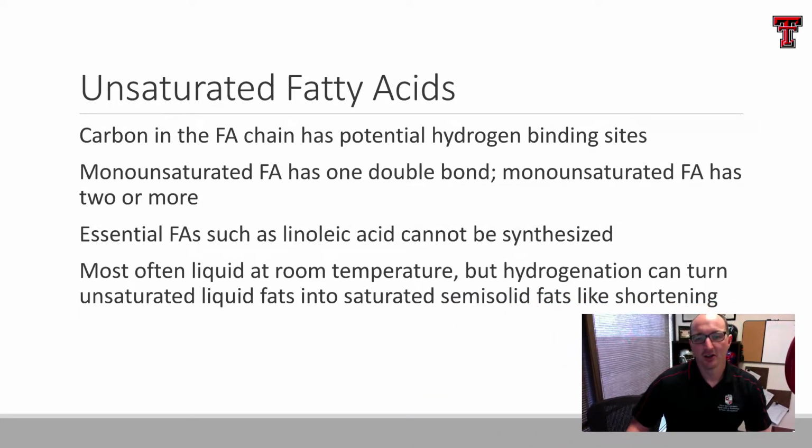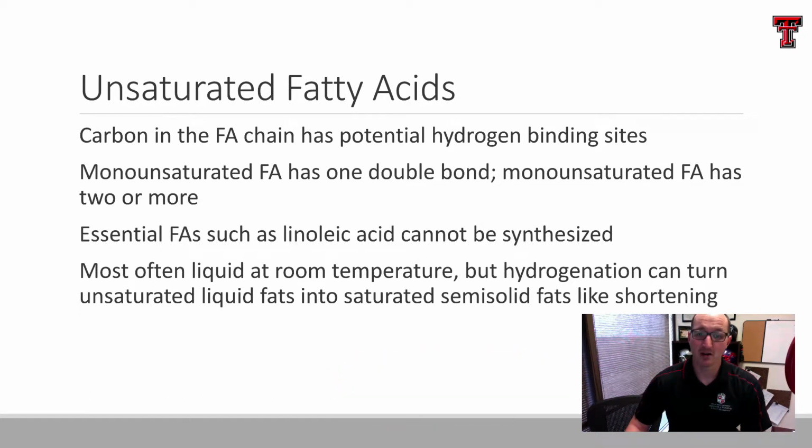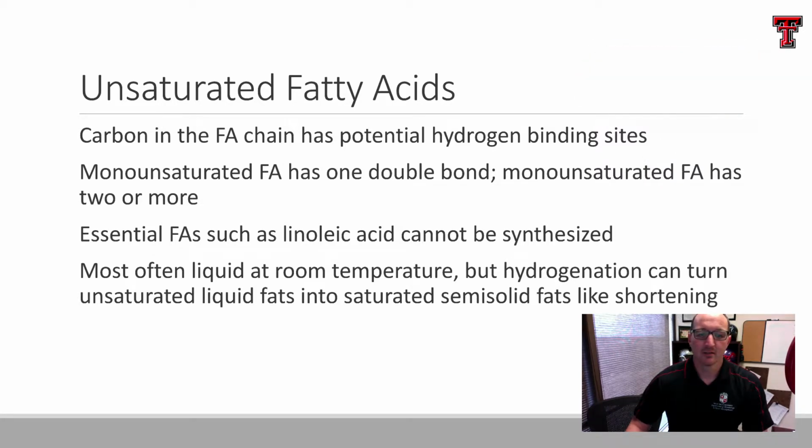Unsaturated, on the other hand, there's a carbon in that fatty acid chain and it has a potential for binding sites. Now, a lot of times our unsaturated sources get hydrogenated, they're otherwise processed and altered so that they're saturated. So a monounsaturated has a single double bond, and then polyunsaturated, that should say, has two or more. Oftentimes, if that fatty acid is liquid at room temperature, it tends to be unsaturated, but that's not always the case.